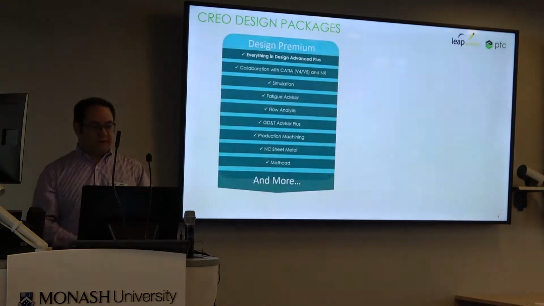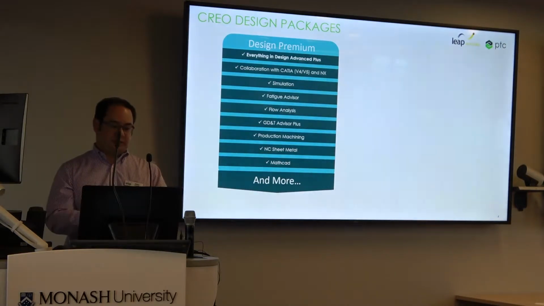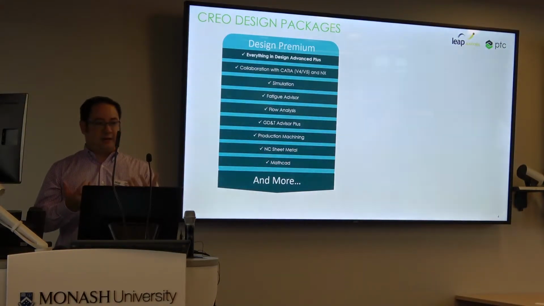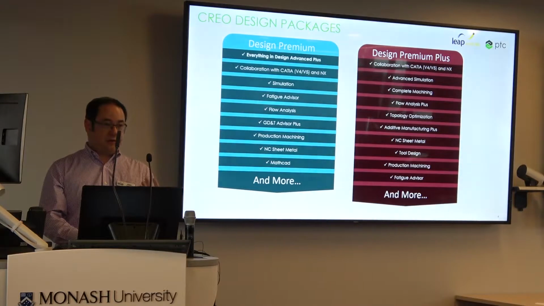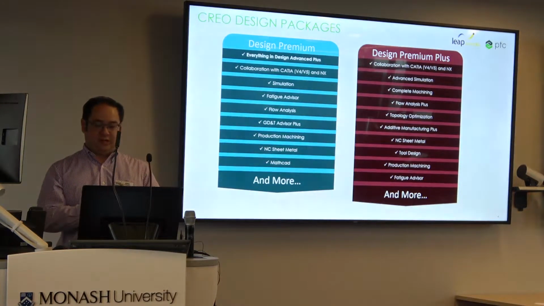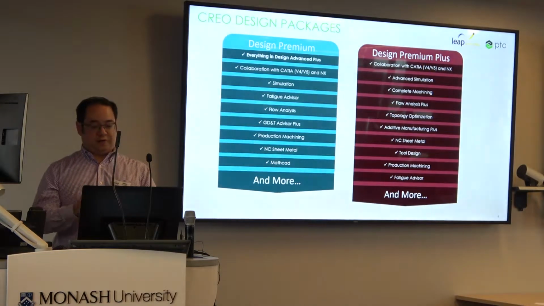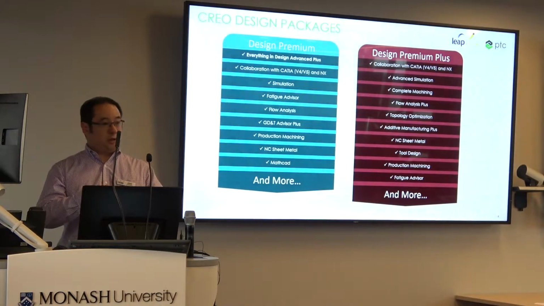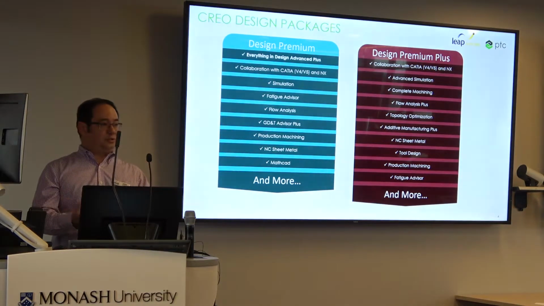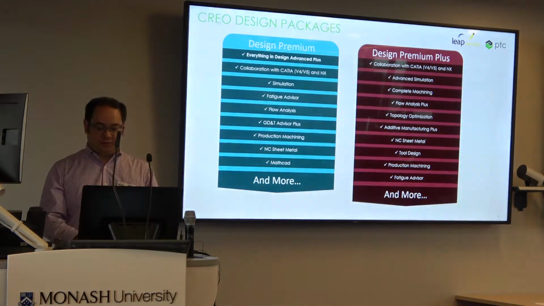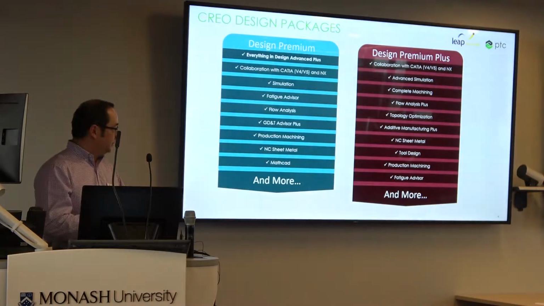Okay. And then beyond that, we can start to add more on top of them. So again, more collaboration options, full Creo simulation, some fatigue, flow, GD&T, more GD&T, production machining now, so we're getting into 4-axis plus a bit of turning and the like, NC sheet metal, full MathCAD, and then the Design Premium Plus, which includes everything plus full simulation, full machining, so all the way up to 5-axis, the full flow analysis, topology optimization, which I'm also going to talk about in the next session, additive manufacturing plus, which is giving you support for metal printing and the options for that, as well as a few more machining options.